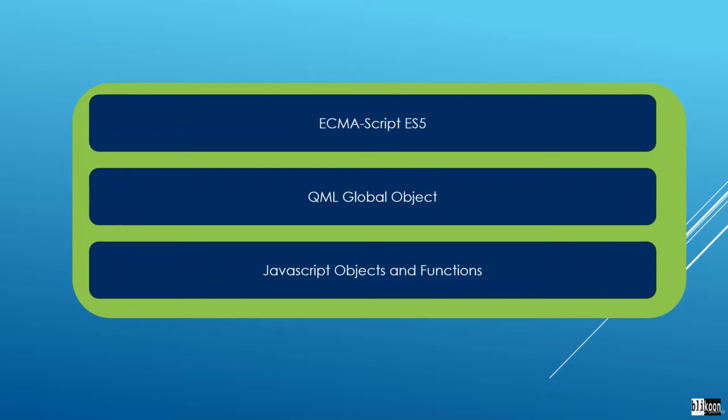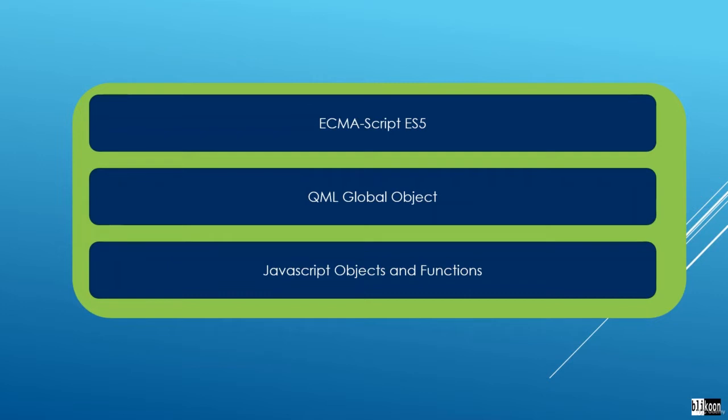It does implement ECMAScript ES5, which is a standard of JavaScript that is implemented in most modern browsers like Firefox, Chrome, Safari. And this gives you access to familiar JavaScript objects like math and many others, as we are about to see. We also have a QML global object, which contains the Qt global object we have already seen. And we also have tons and tons of JavaScript objects and functions that we can use to make our job easier when adding some interactivity to our QML code.